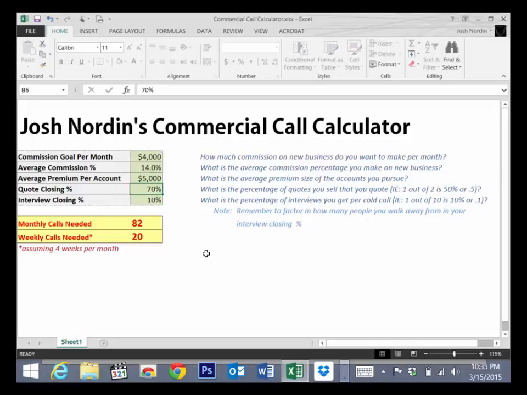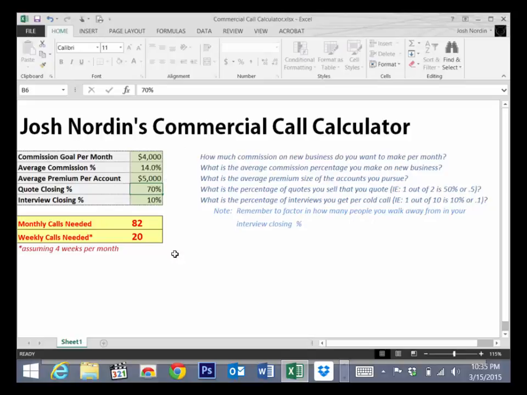You can find out that information from the carrier. The carrier usually will tell you what the average account size is. If you're not sure, if you're just kind of getting out there for the first time, the carrier whose business you're target marketing will be able to tell you that information. So this is super important.